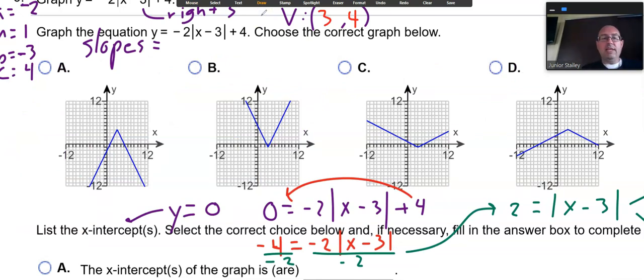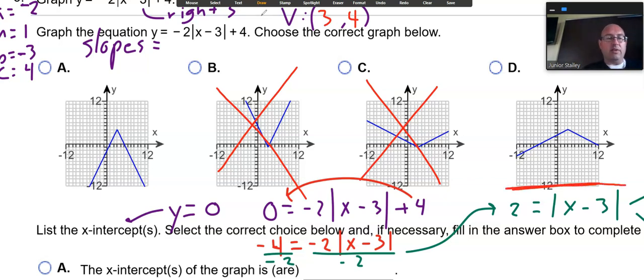Well, see, A and D are the only ones that open down, so I know I can get rid of those two choices. And then it looks like this one got shrunk. D got shrunk, so I don't think that's the right one.